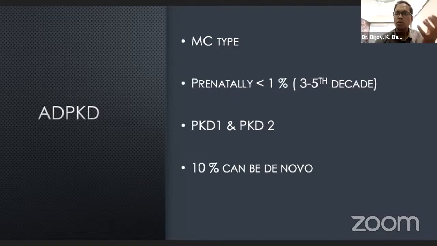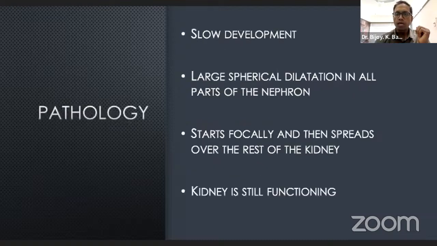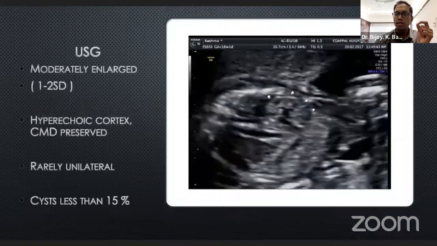That means the pathology may exhibit itself for the first time in the fetus, and the parents may be completely normal. Now, these abnormalities are going to be a slowly progressive abnormality which starts in one part of the nephron and spreads all over. And because it is slow and progressive, the kidneys are going to be functional. And what differentiates it from ARPKD is going to be the amniotic fluid, which can be normal in ADPKD.